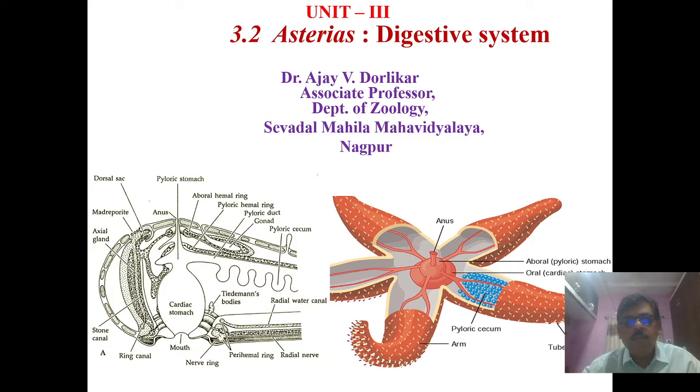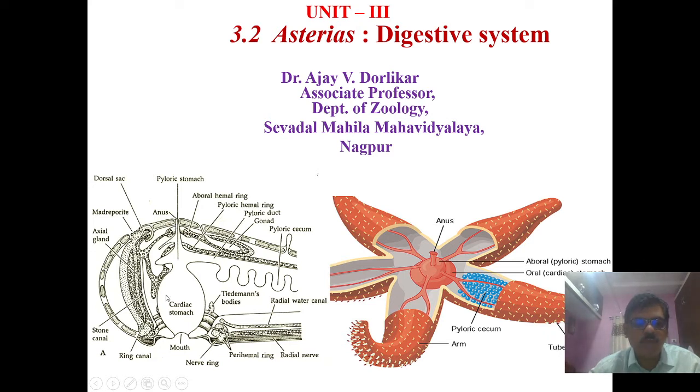Hello everyone. Today we will discuss the digestive system in Asterias. This is the digestive system which is represented in the figure, and the starfish has two surfaces, one is an oral surface and another one is an aboral surface. On the oral surface there is a mouth, and at the end on the aboral surface there is an anus.